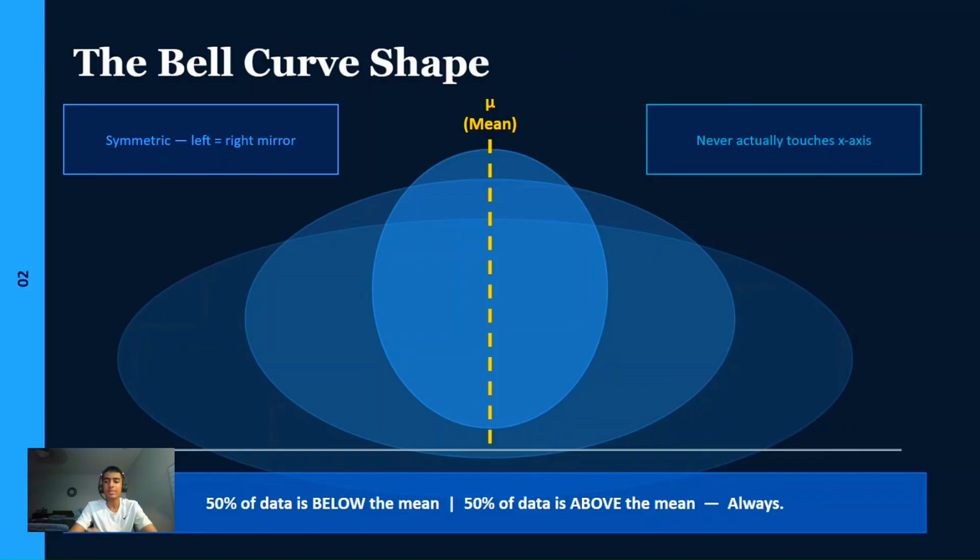The curve is symmetric around the mean. That means 50% of the data is below the mean and 50% is above. Always. Now pause here and ask yourself, if the mean is 70 and the distribution is normal, what percent of data is below 70? All right, I'll give you a second to solve that question. If you got 50, great job.